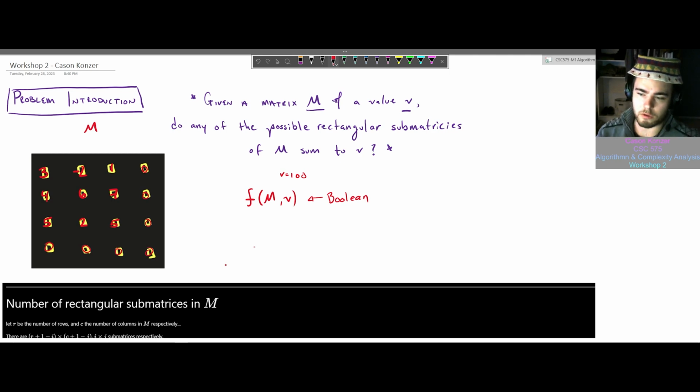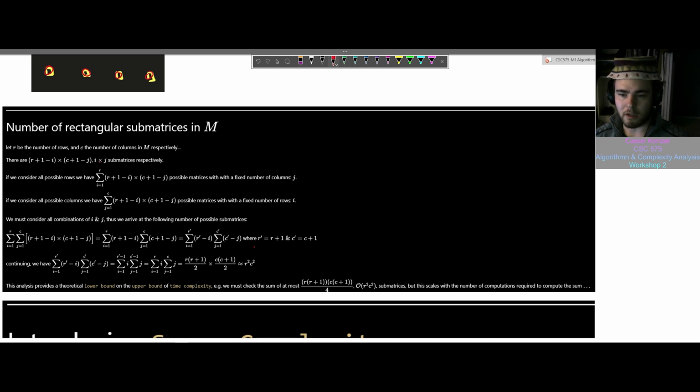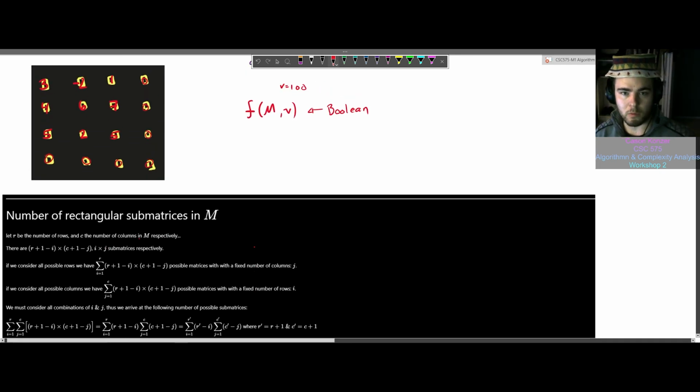What we will now do is go over some of the foundational background, the mechanics at play here, by analyzing the number of submatrices that exist in M. So I have here stated that if you let R be the number of rows and C be the number of columns in M respectively, then there are R plus 1 minus I times C plus 1 minus J, I by J submatrices respectively. And what this is saying is basically how many ways can you rearrange a submatrix within M, fixing its dimension.